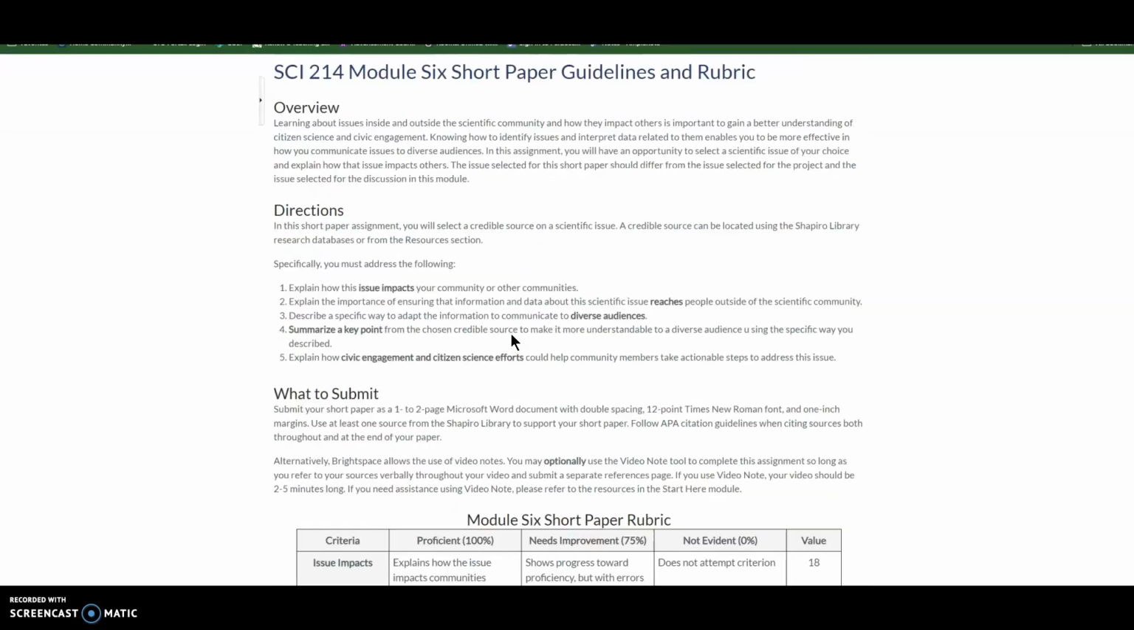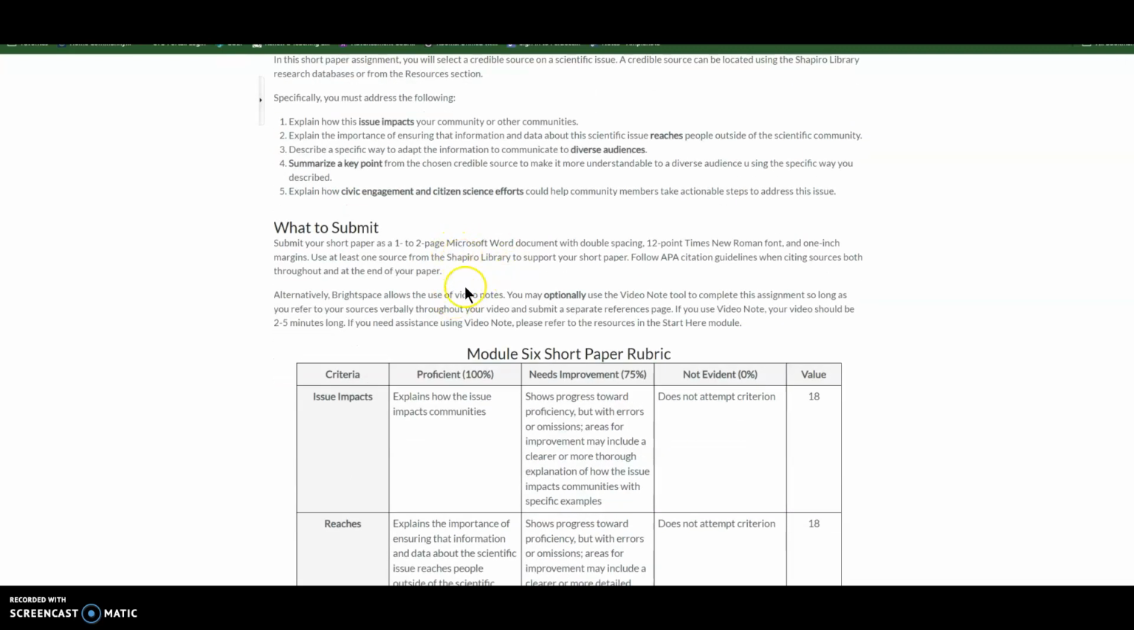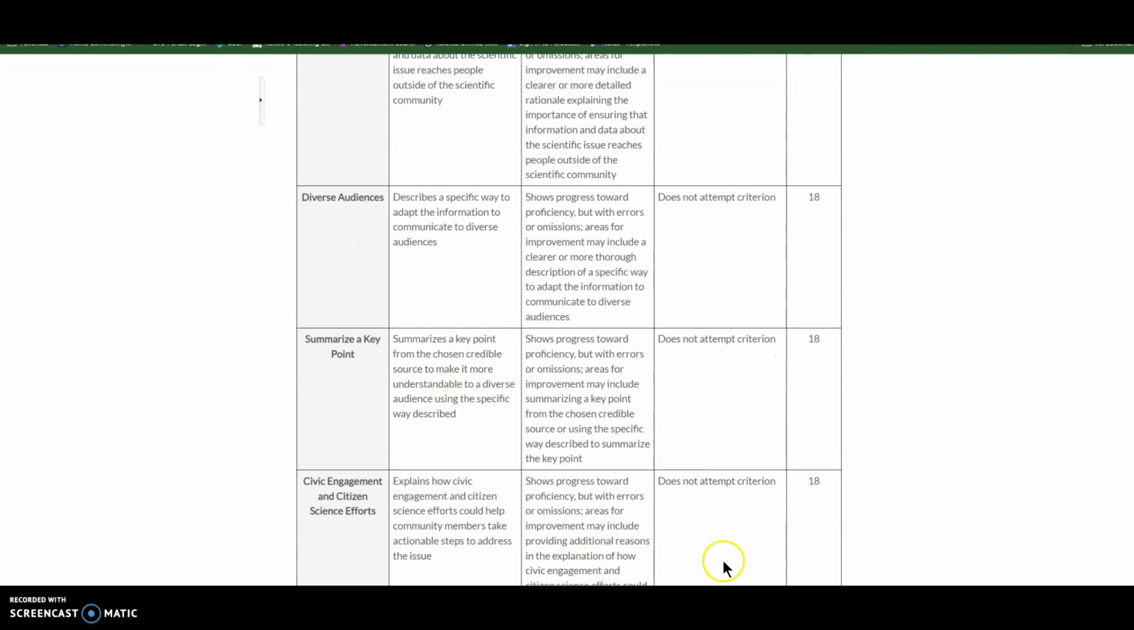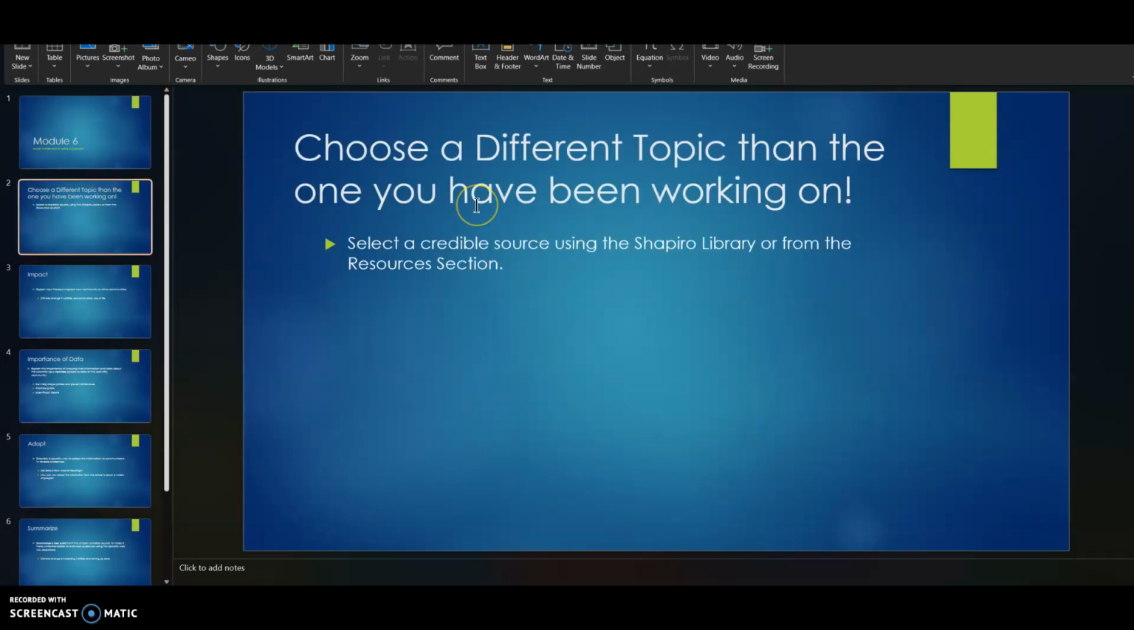You are going to be addressing these questions here as a short paper, 1 to 2 pages in Microsoft Word. These are the guidelines for here, and then here is your rubric. So I'm going to go over some of this information to help you. So obviously I already went over this part. You're choosing a different topic. The one I chose to give as an example is climate change is causing increasing wildfires.